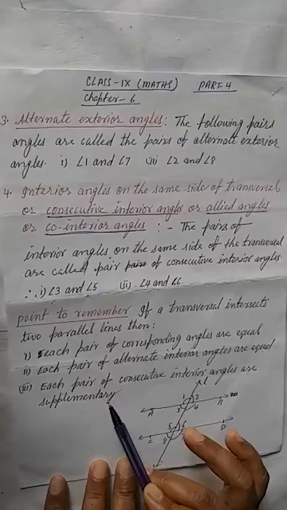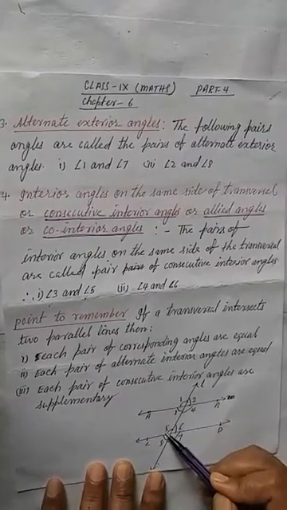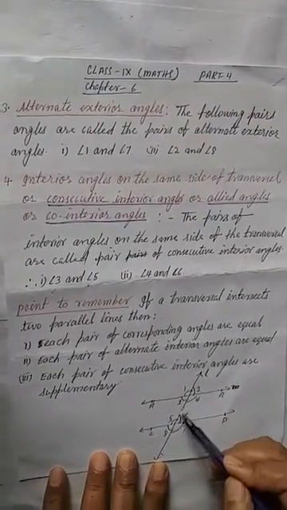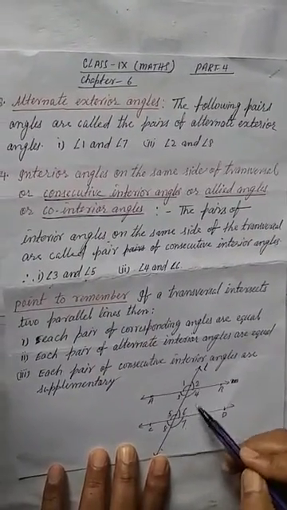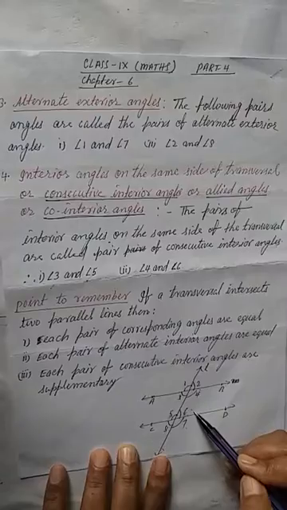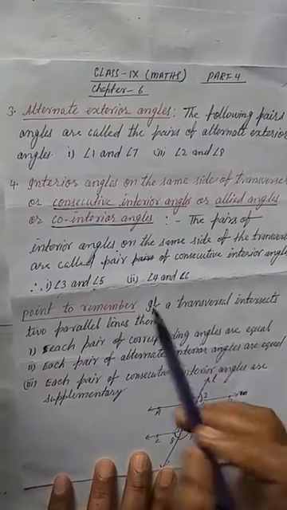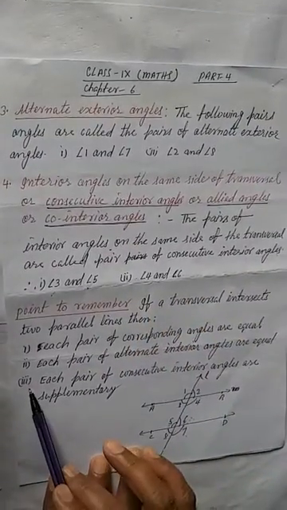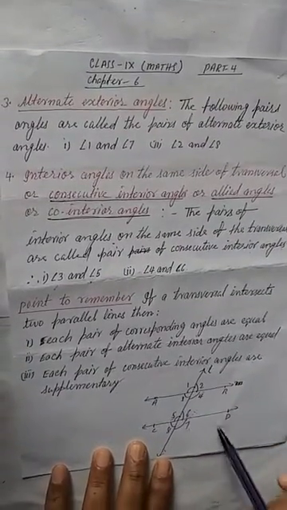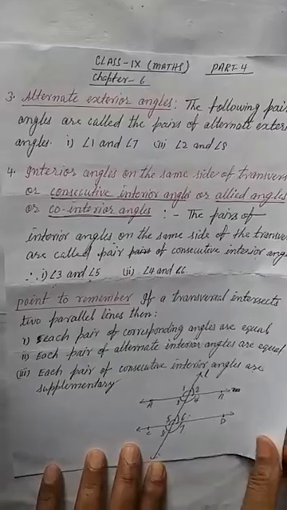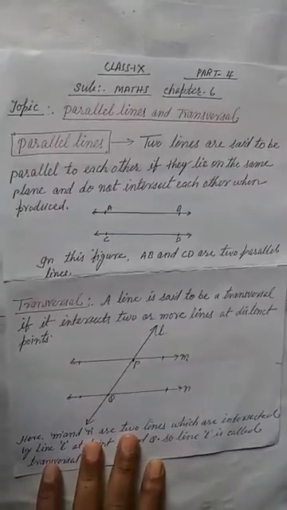Yes, this is the most important point. So angle 3 plus angle 5 is equal to 180 degrees. Angle 4 plus angle 6 is equal to 180 degrees. Supplementary angles, according to co-interior angles. And the third point: we have to apply these only if the two lines are parallel and intersected by a transversal.